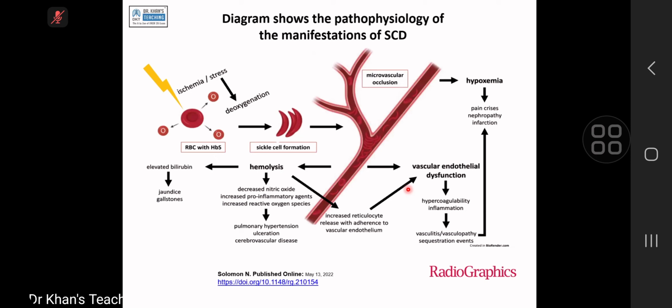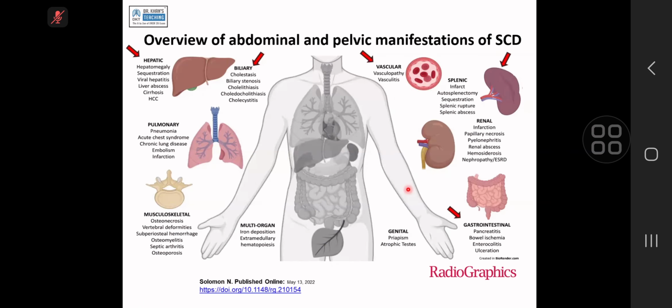This is a very good article from Radiographics. If you want to read it, take a picture. I think it's available free of cost. The reference is there. But what people forget in the FRCR and in your day-to-day practice is that you think with sickle cell, I will just look for bone, I will just look for spleen. There are so many things which happen with sickle cell and its manifestations.